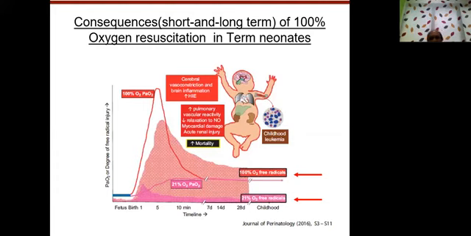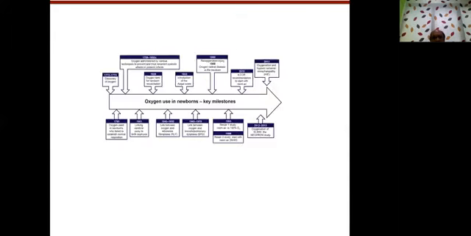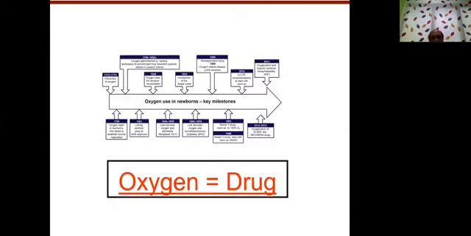Now, when you measure these oxygen free radicals in a term baby being resuscitated with 100% versus 21%, you can see it takes a couple of days, even months, for the free radicals to come down. This is a paper published in the Journal of Neonatology, where we looked at the severity of this injury when you use 100% oxygen. Now, as I told you earlier, oxygen was a fantastic gas and saved a lot of children and adults. Of course, we need to use it with caution.